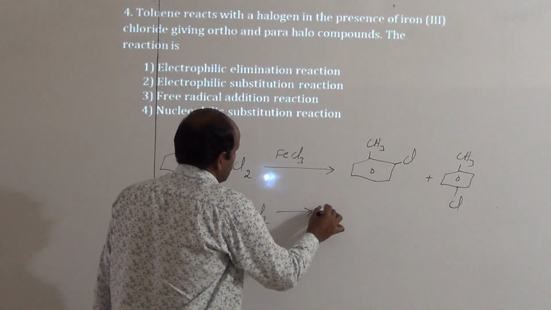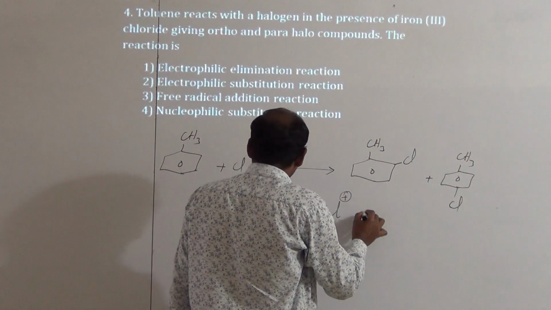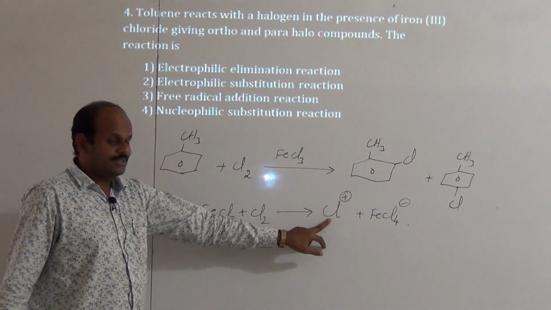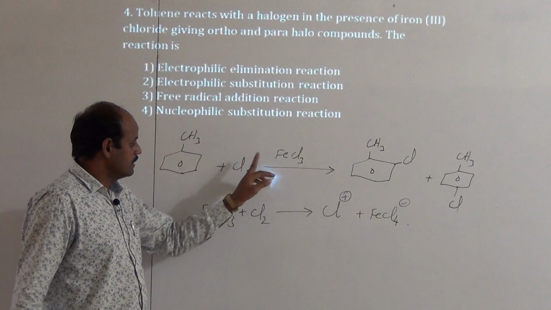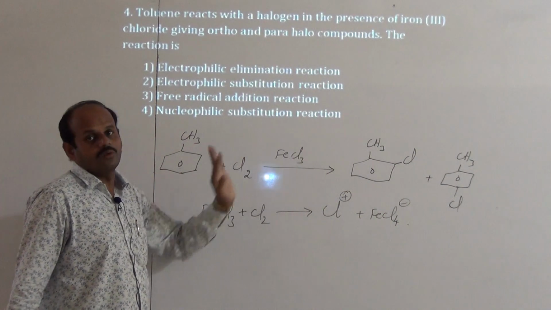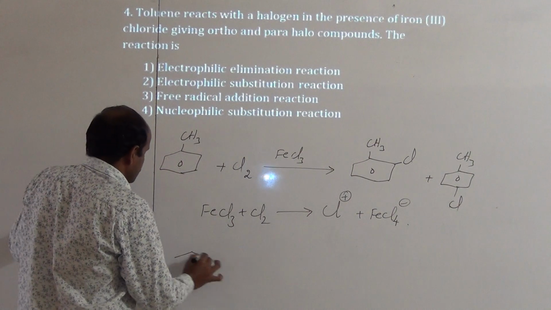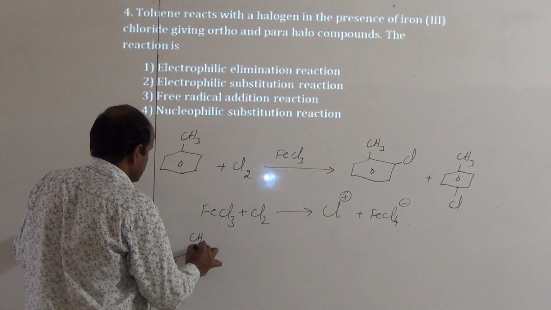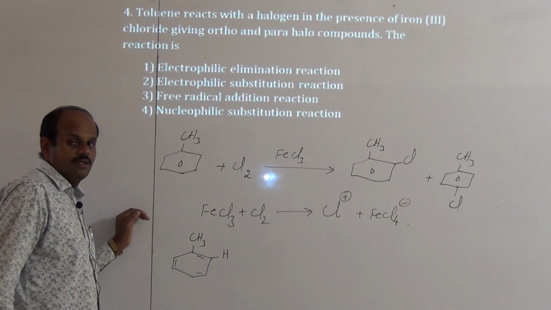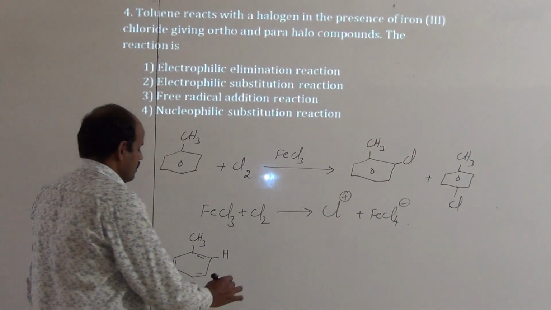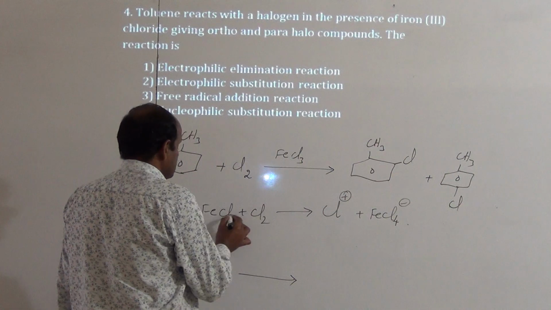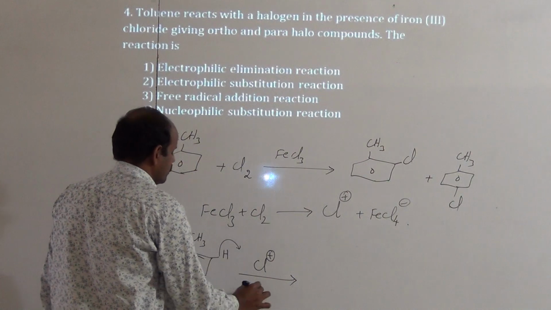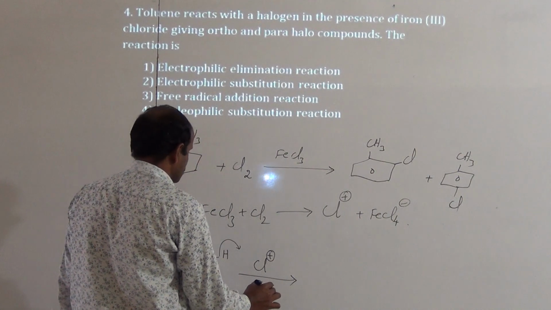it gives Cl plus and FeCl4 minus. So the electrophile is formed when this halogen is combined with Fe3 chloride or ferric chloride. Then here take toluene, with CH3, and here one hydrogen atom is there. Then on the addition of FeCl3 and chlorine, from this mixture we get Cl plus. Then H plus can be removed.